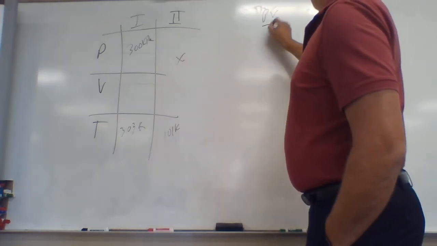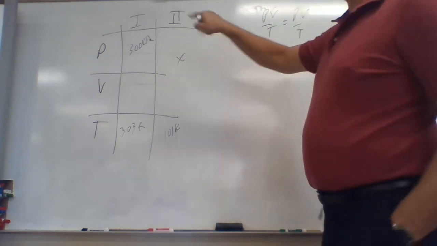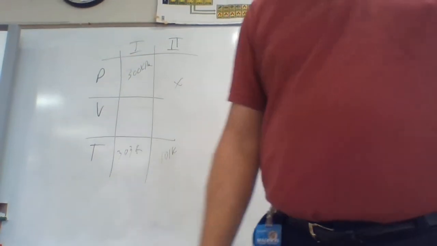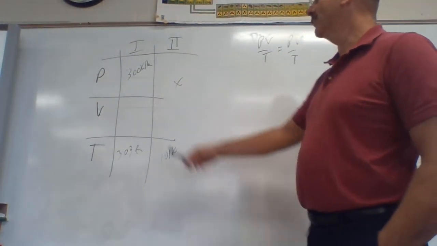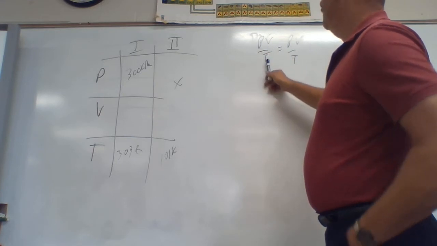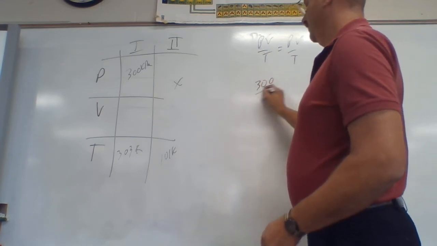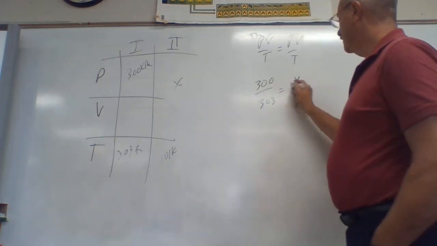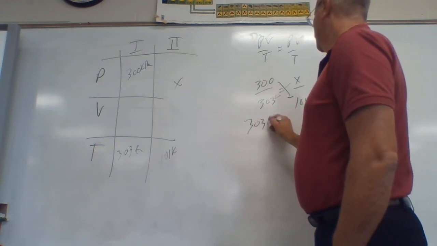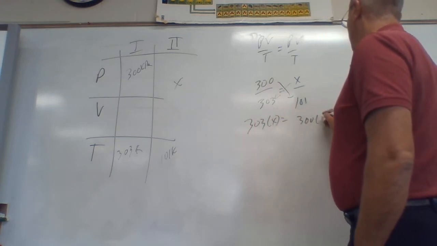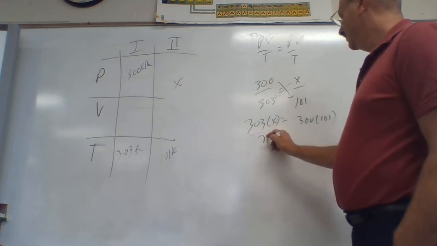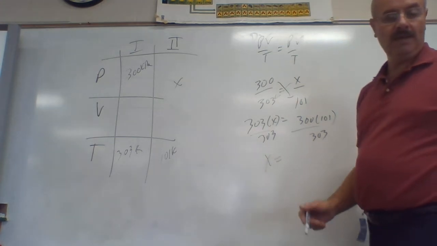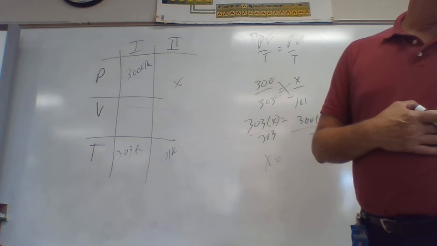So remember, we have PV over T equals PV over T. That gives me every equation that I need. Let me move this up a little bit so you can see it a little better. There we go. So I'm working with P and T. So P and T, they're on top of each other. So I have 300 over 303 equals X over 101. So cross multiply. So I get 303 times X equals 300 times 101. I get X by itself, so divide by 303. So X ends up equaling 100.